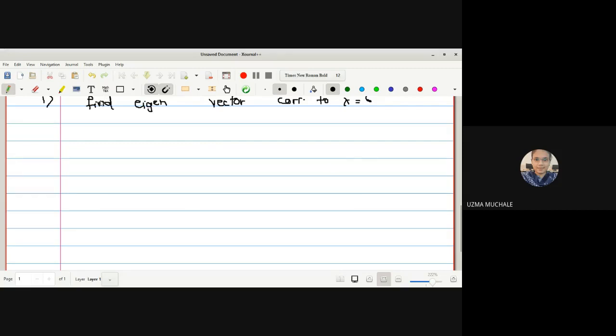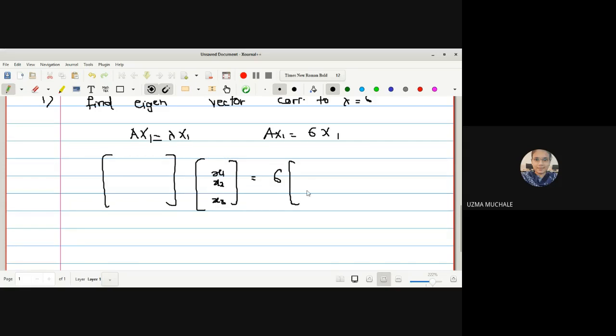So for that, what is the consideration? Just now we have said there should exist a vector in such a way that A x1 is equal to lambda x1, which means that A x1 is equal to 6 x1. Correct? So let us write down that we have a matrix A, as well as x1, x2, x3 is equal to 6 times x1, x2, x3. What is A? It is 5, 0, 1, 0, minus 2, 0, 1, 0, 5.